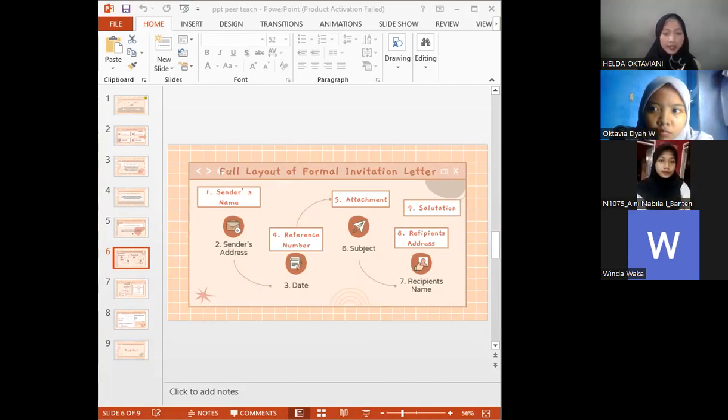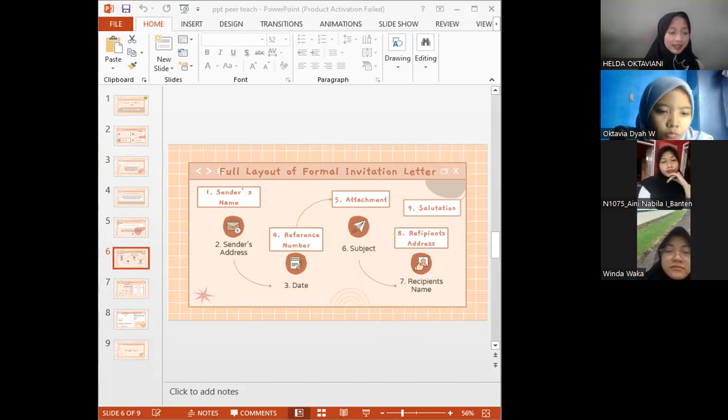And number two is sender address. The sender address is the name of the company and where it is located. It's important to mention this, so the recipient will know where the sender is located and who the sender is.